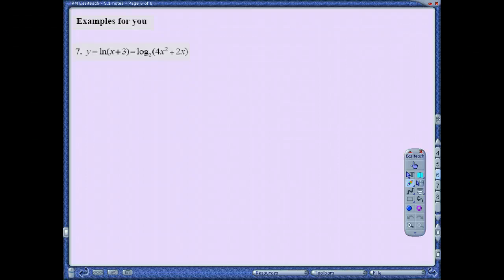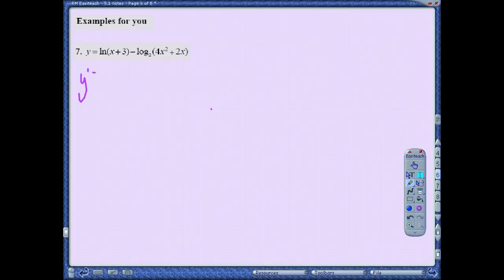Okay, these are the examples that were left to you. Hopefully you've had a chance to work them out on your own. If not, we're about to get started. When we look at these, we'll notice that we have two logarithmic expressions. We have a log base e and a log base 2. We are going to handle them a little bit differently.